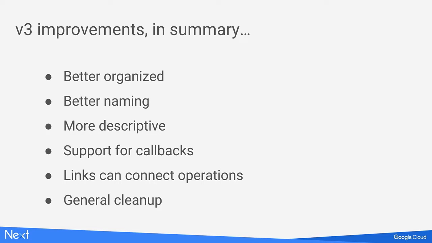And so in a quick summary, I want to make sure we have enough time for questions. Really what's happened with the 3.0 spec is it's gotten better organized. It has better names. It is, in fact, more descriptive, so it can describe a wider range of APIs. It has callback support in it, which I think is fun, and the ability to use links to connect operations and describe some of these sequences, and then just general cleanup.